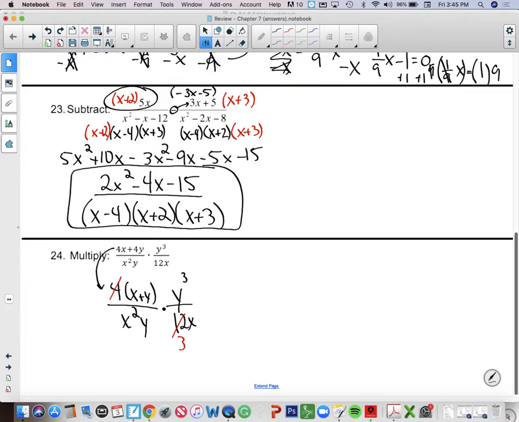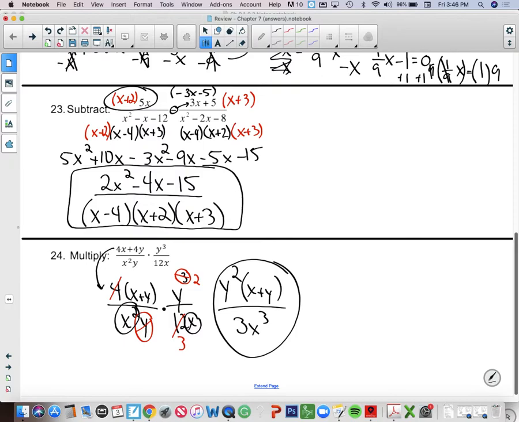And let's multiply straight across. Actually, we have this that we can cancel also. We can cancel a y. So that would give me a y squared. Now we can go straight across. Okay, so we're going to have y squared times x plus y over, we're going to have a 3x cubed down there. And we have that x there, and we got an x squared there, so we'll have a 3x cubed. That would be it. Okay, so that would be multiplying rational expressions.